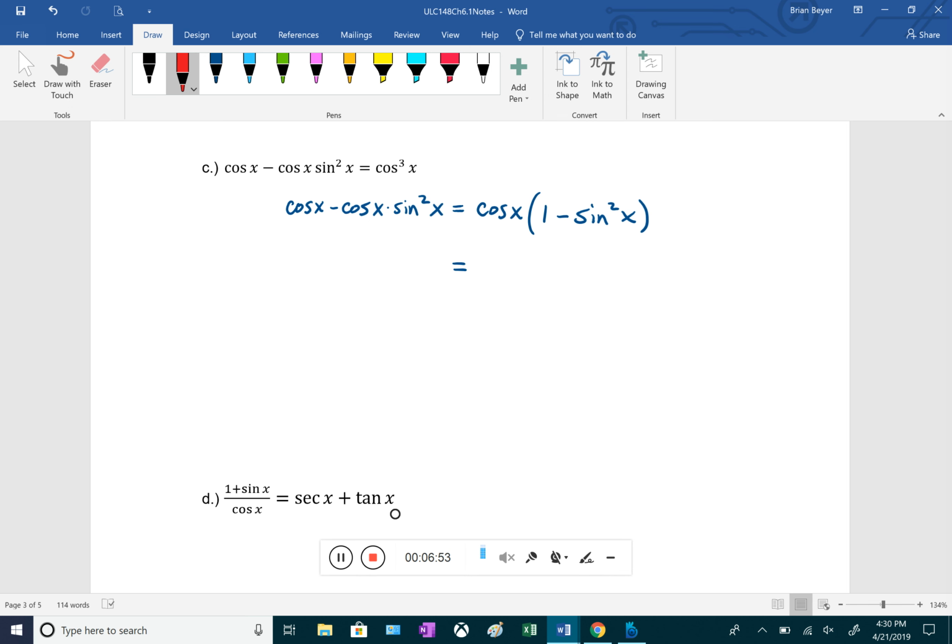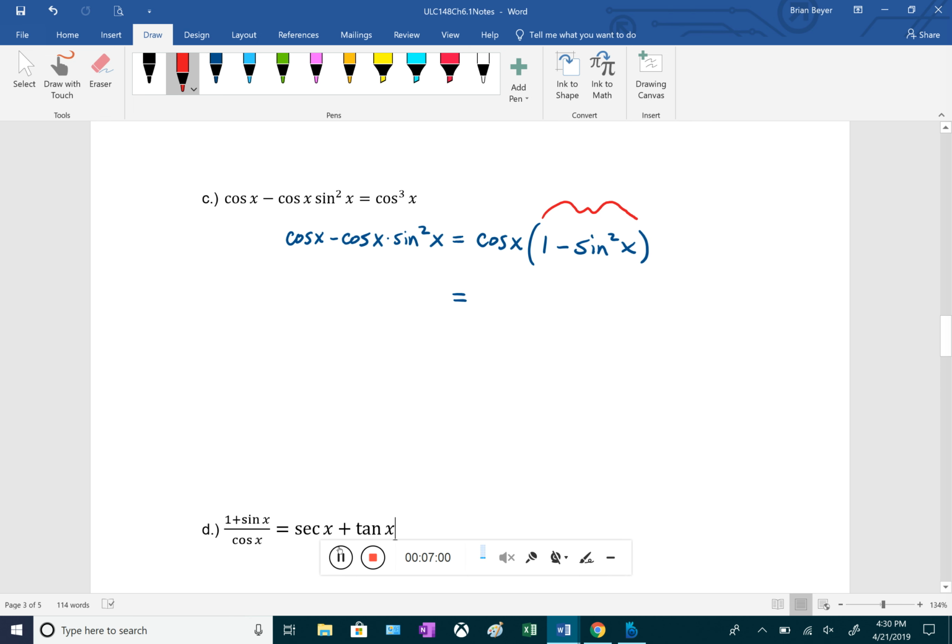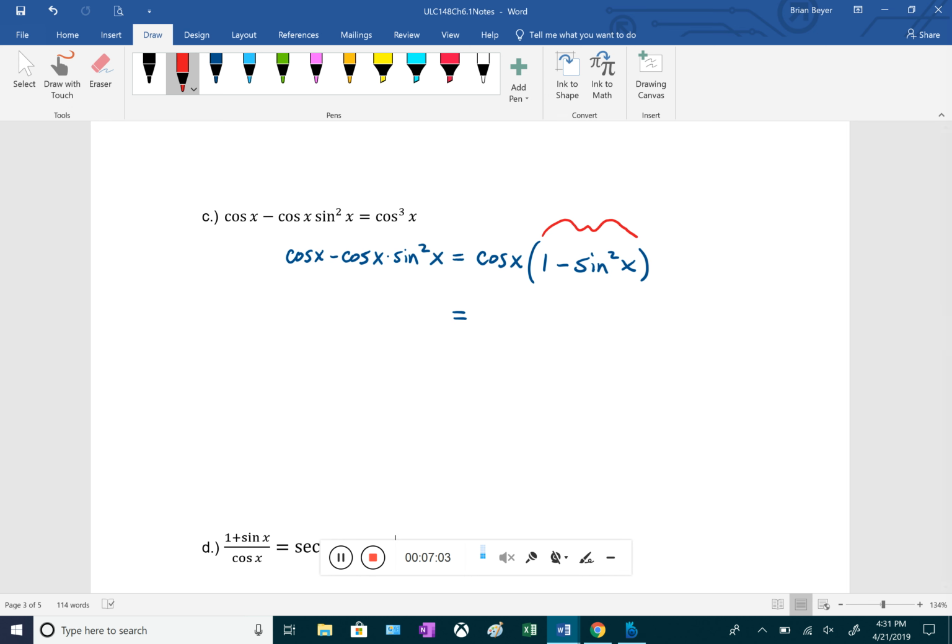This portion in the parentheses right here is a Pythagorean identity. It may still not look like it, but this comes from sine squared plus cosine squared equals 1. We could rewrite that and subtract sine squared on both sides, which gives us cosine squared equals 1 minus sine squared. So 1 minus sine squared is right here, and we're going to replace that with what it equals.